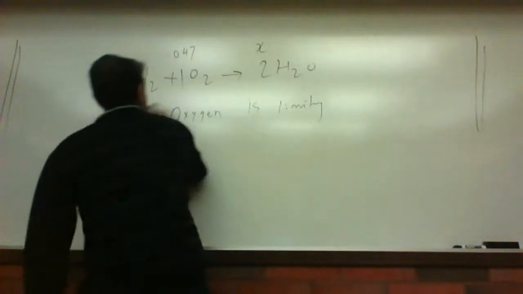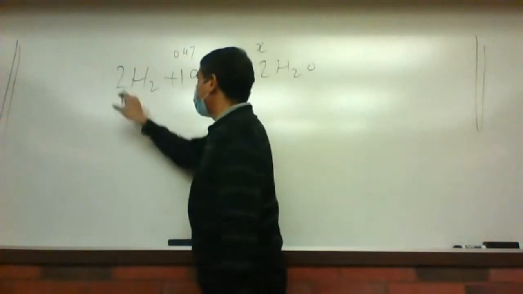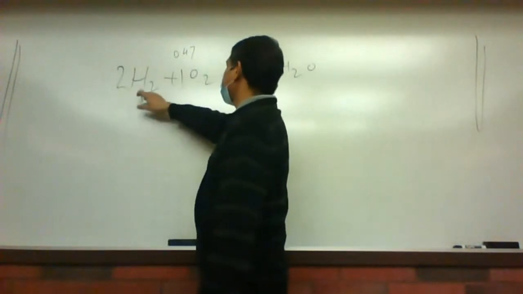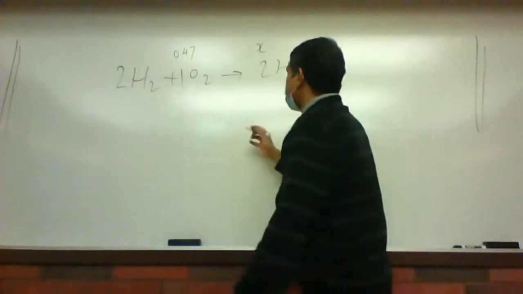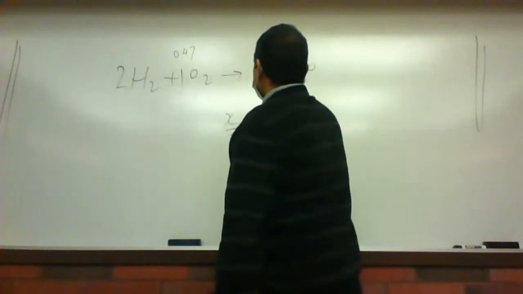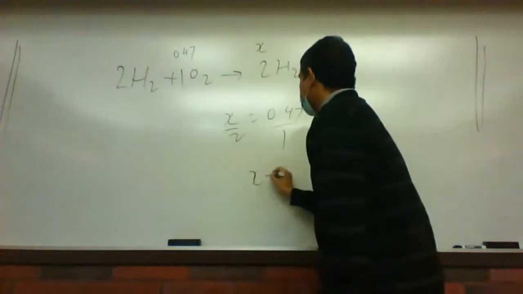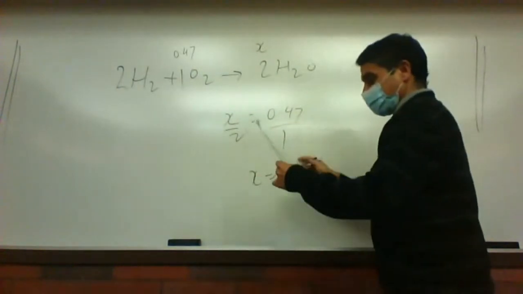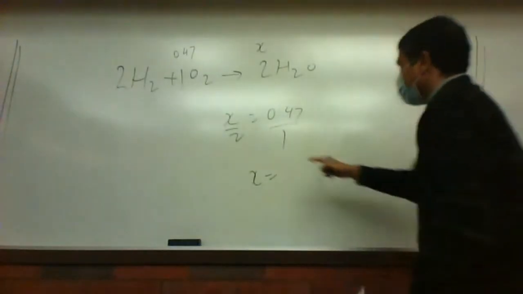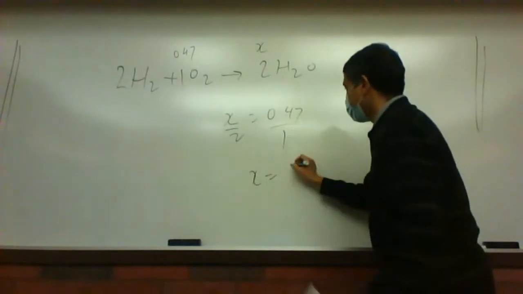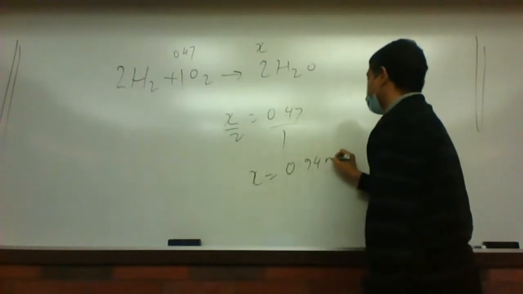So now we never do the calculation from hydrogen because it is in excess. Oxygen is the limiting reagent. So I just take the ratio, X by 2 is equal to 0.47 by 1. So X is equal to 0.47 multiplied by 2, which is 0.94. Divide by 1 gives 0.94 moles of water.